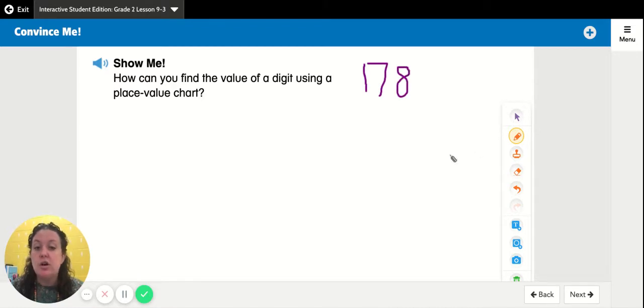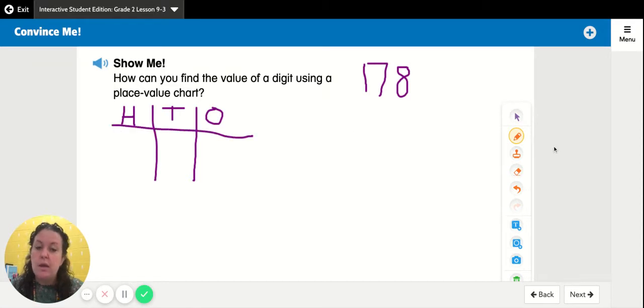All right, now we're going to draw a place value chart, or sometimes I call it a hundreds, tens, ones chart. That's what we put for the title of each column. Hundreds, tens, ones. Okay. Let me change my colors here. So we're going to fill in our place value chart. 1 in the hundreds place, 7 in the tens place, 8 in the ones place. So how does this help us to know the value of a digit? Remember, the digits are each separate number. This is a digit, this is a digit, this is a digit.